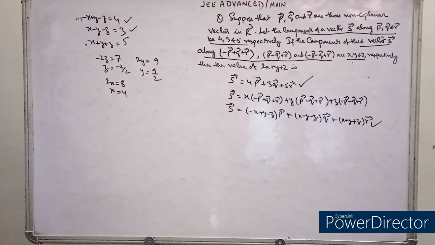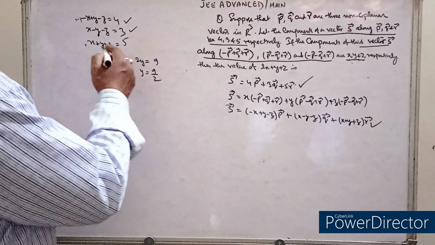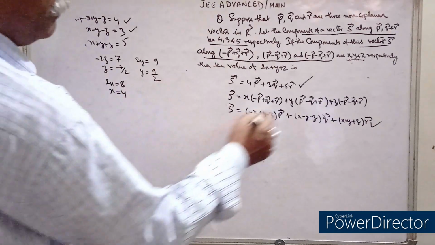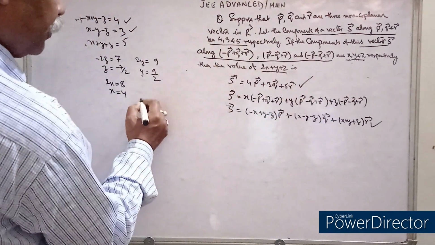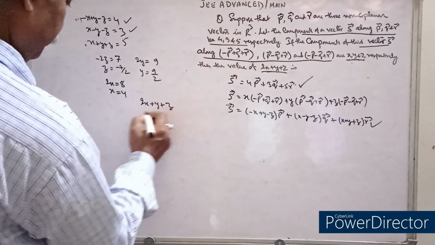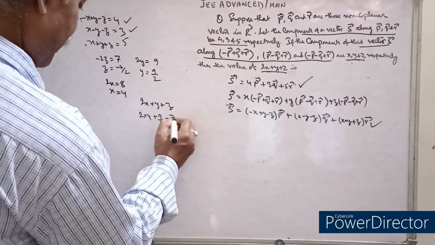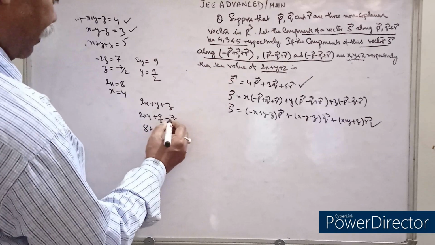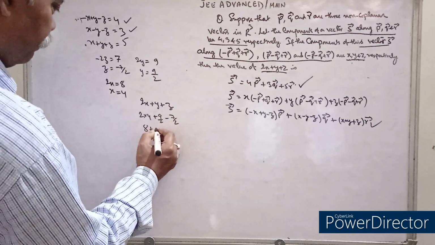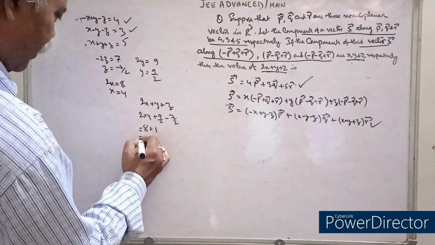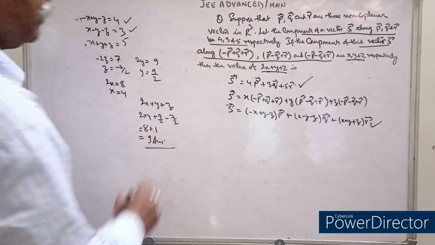So here we get the values of x, y, z. Now putting this value in this, that is 2x plus y plus z, that is 2 into 4 plus 9 by 2, and your z is minus 7 by 2. So 8, 9 minus 7, that will be 2. That means 2 by 2, 1. So your answer comes out to be 9. So this is your answer.